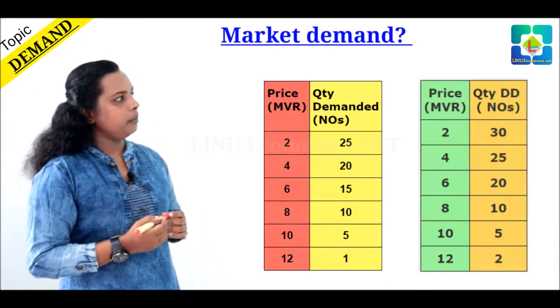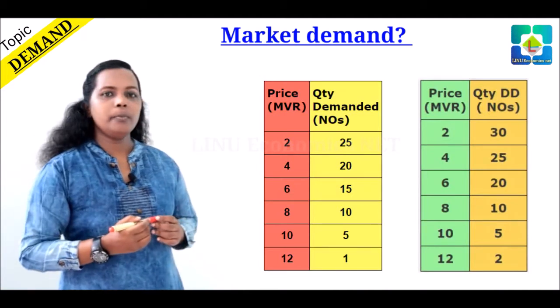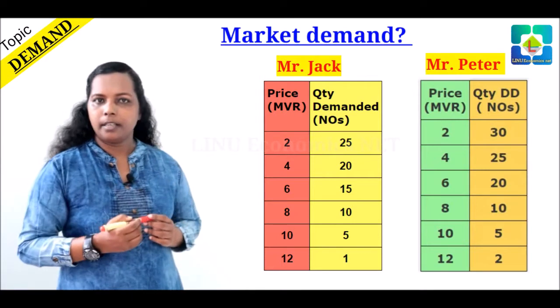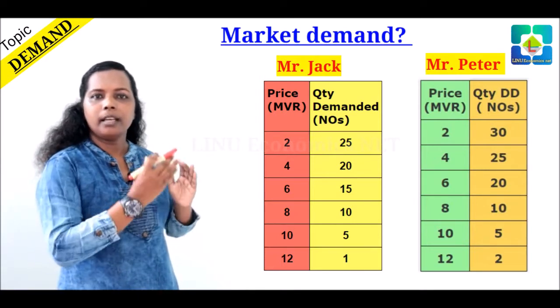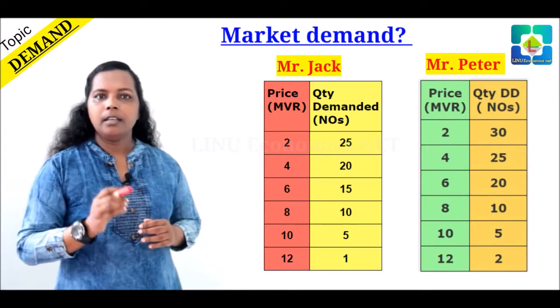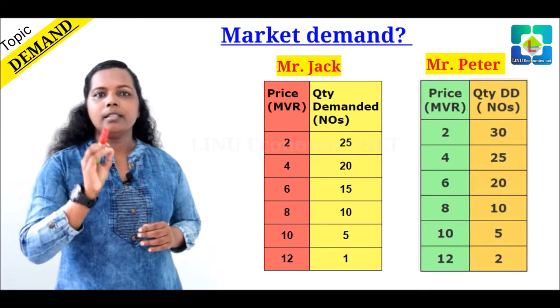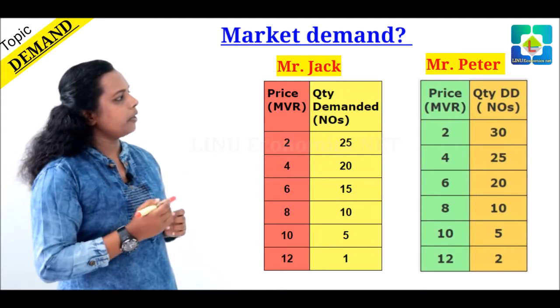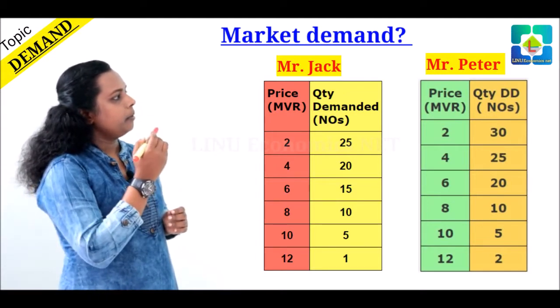Here in our example, two individual consumers are here. One is Mr. Jack and another one is Peter. And we discussed about their individual demand schedule. Just assume there are two consumers in the market. Here, when the price of oranges is 2, Mr.